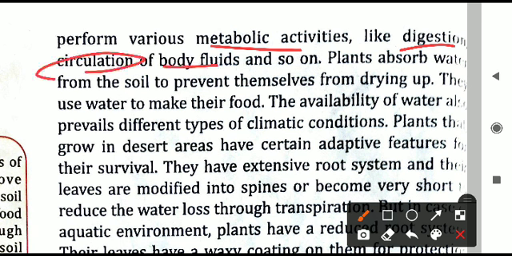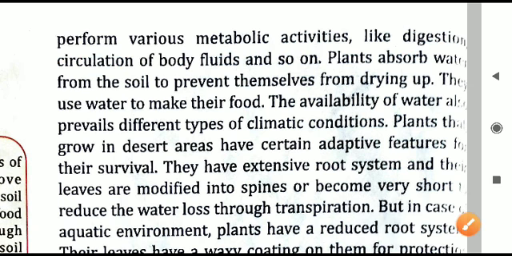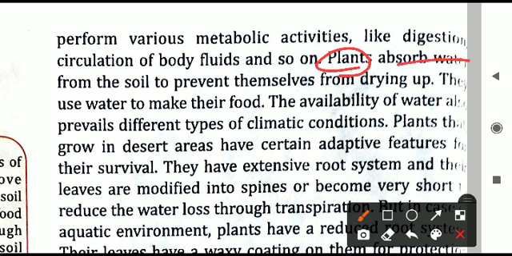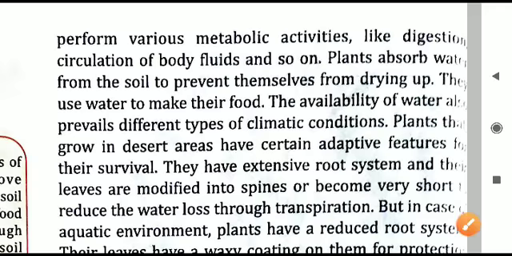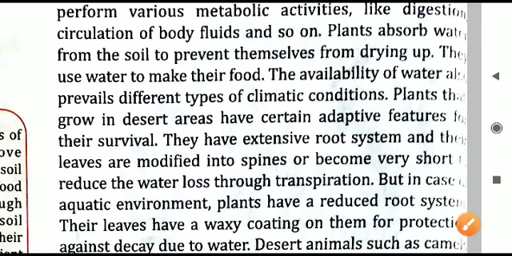Circulation of body fluids: the blood also contains a liquid part that is called plasma. So that is how water is very important in human beings. Second, plants also absorb water, and they also prevent themselves from drying. If you don't give water to the plants, they will also die, because they also use water to make their food. Water is one of the reactants in the process of photosynthesis.